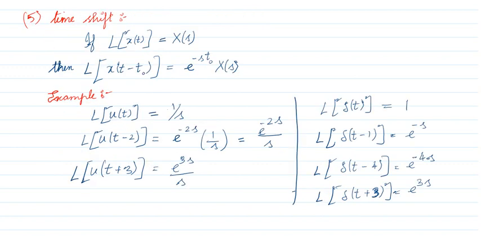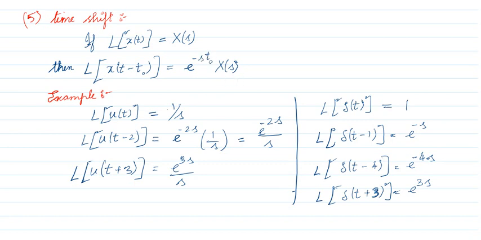Next property is your time shifting property. In time shifting property, if the Laplace transform of x of t is equal to x of s, what happens? This is time shifting. The signal x of t is shifted by t naught units. So that's equal to e power minus s t naught. Remember how much time I'm shifting: you have to put it in the exponential in the frequency domain, or the Laplace domain. E power minus s t naught into x of s.